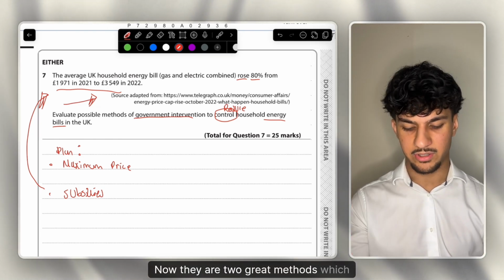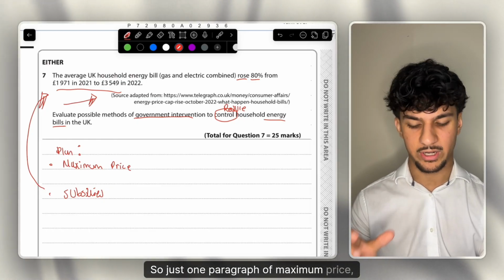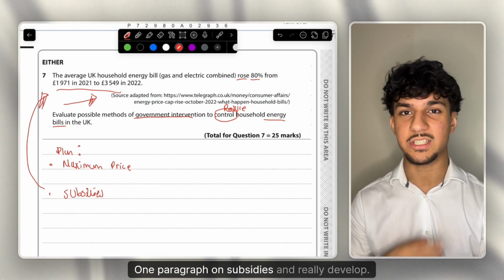Now, there are two great methods which you could pretty much write your entire 25 marker on. Just one paragraph on maximum price, really develop it. One paragraph on subsidies, and really develop it.